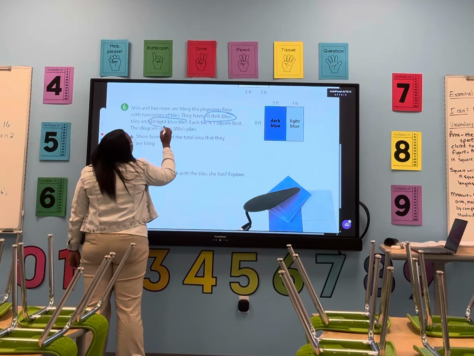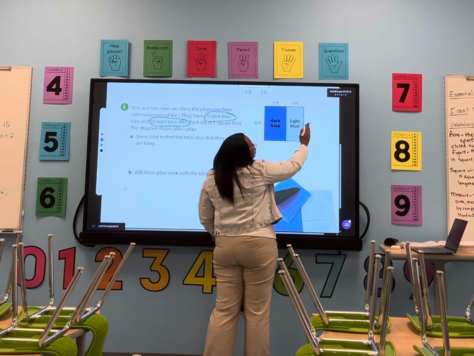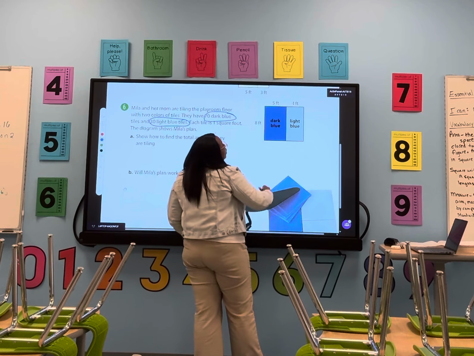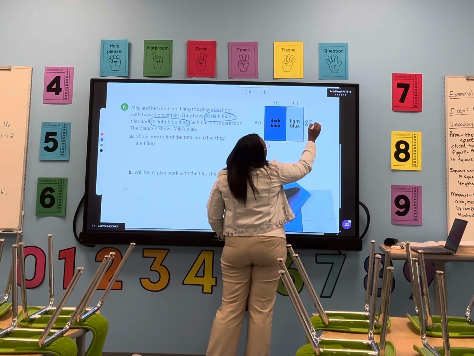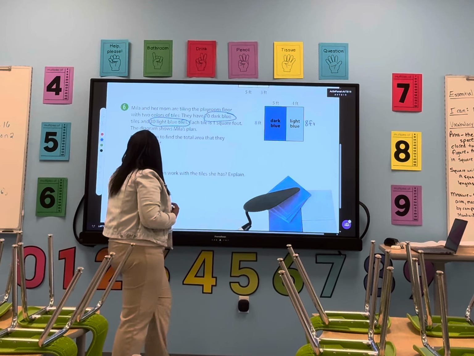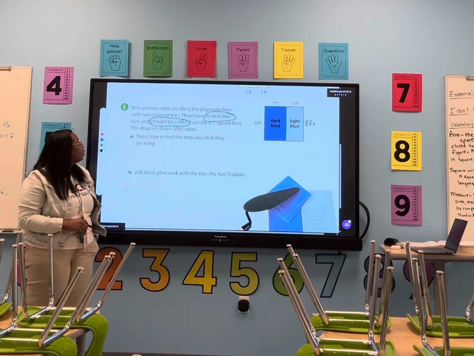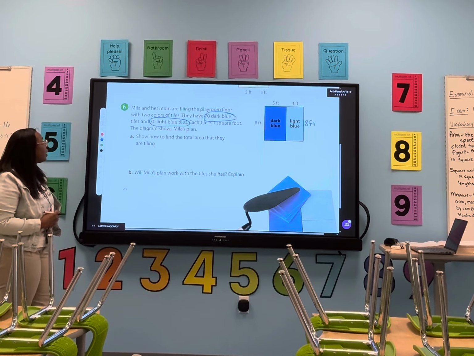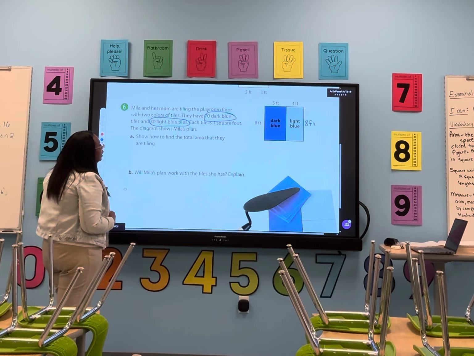Alright, there we go. So, it gives me the length of 4 feet, but I don't have a width. But remember, if this side is 8 feet, this side is 8 feet. So now all I have to do is figure out the two areas, and once I do that, then I can go ahead and find out the total, because it says show how to find the total area that they are tiling. So, let's look at the dark blue.